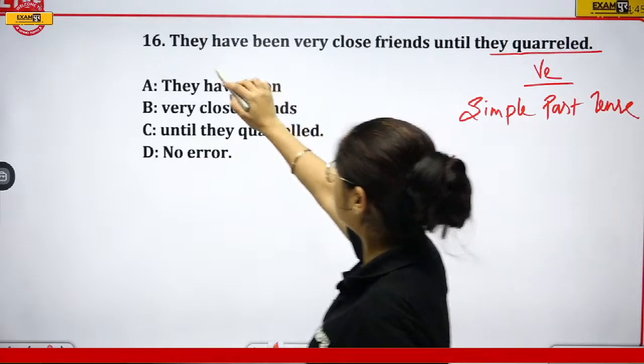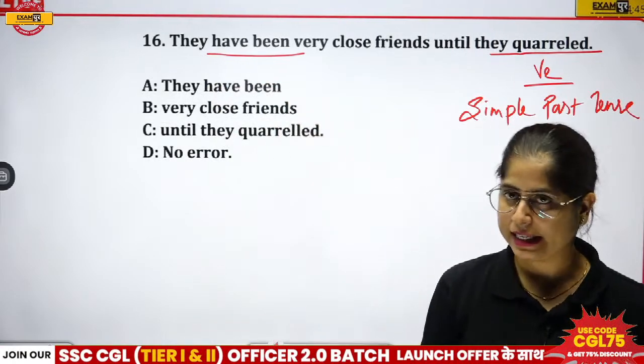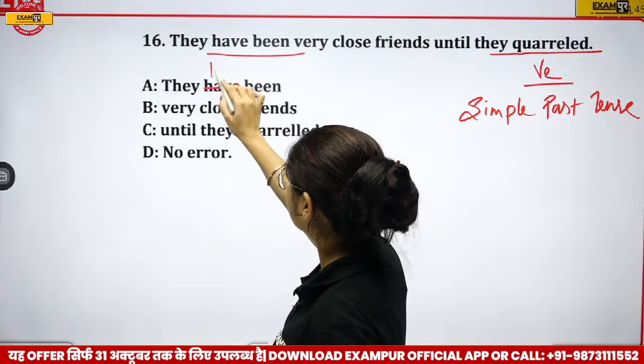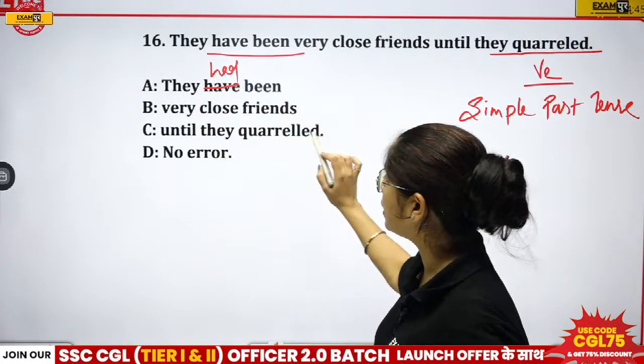And here they have been. Have been, that means present. So present and then past, it's incorrect. This should be in past perfect. They had been very close friends until they quarreled.